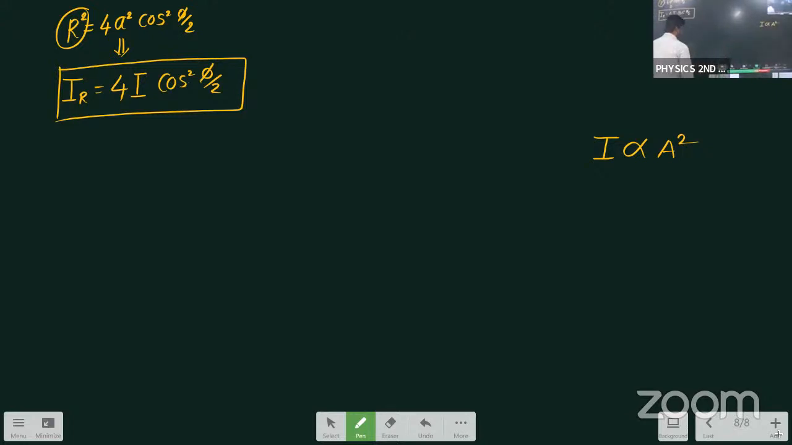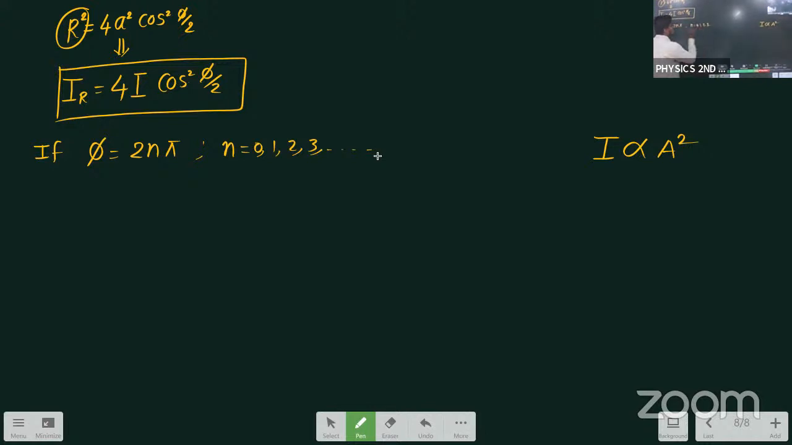Now see here. If I take this angle phi as 2n pi, what are the values of n? n can be 0, 1, 2, 3, 4, and so on. If I substitute the value of n as 0, this entire term will become 0. What is the value of cos 0? 1. So will we get maximum or minimum intensity? I will be getting maximum intensity.